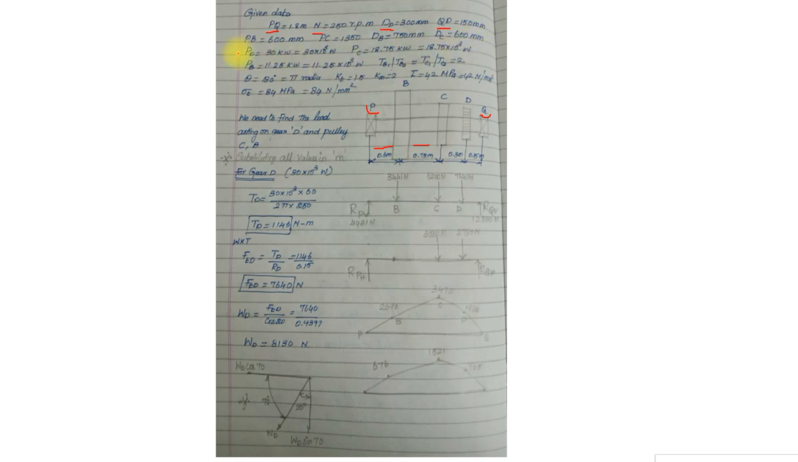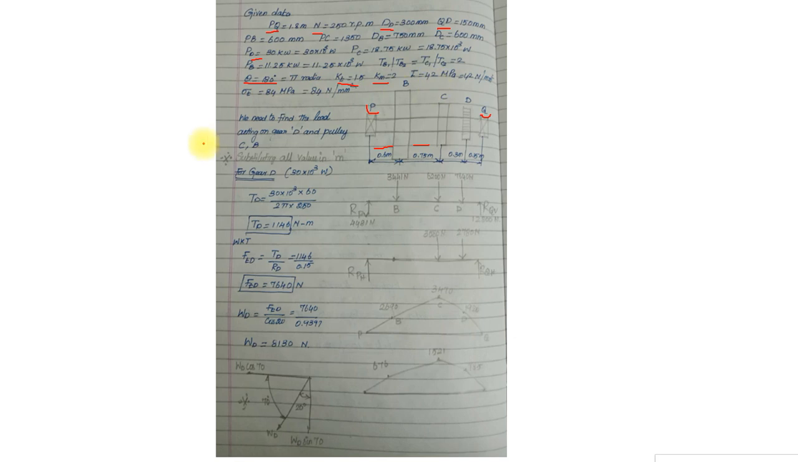So power at D is 30 kilowatt, power at C is 18.75 kilowatt, power at B is 11.25 kilowatt, and they have given the ratio TB1 divided by TB2 is equal to TC1 divided by TC2 is equal to 2. They have given the angle of lap as 180 degrees. So they have given the factors KT and Km, the shear stress value and the tensile stress value.